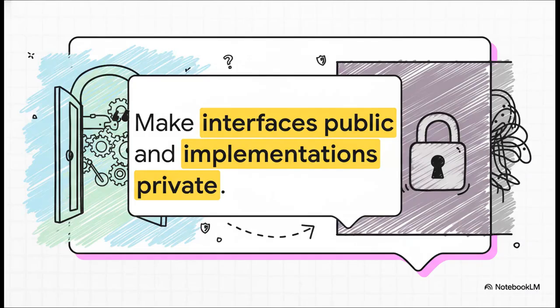So why does all this matter so much? Well, it really boils down to this core principle of good software design. You want to expose what your class does through its public interface, but you want to hide how it does it by making all the implementation details private. This is what makes your code flexible, secure, and a whole lot easier to maintain in the long run.